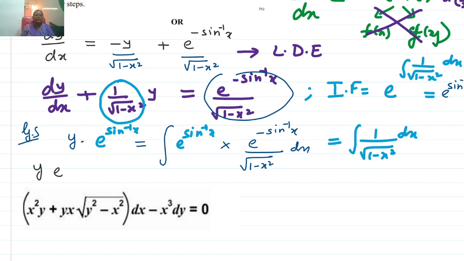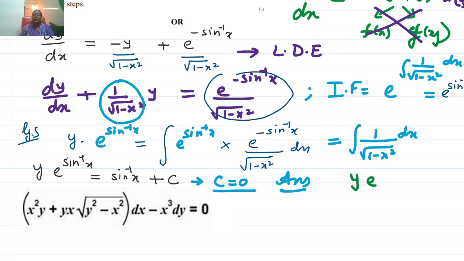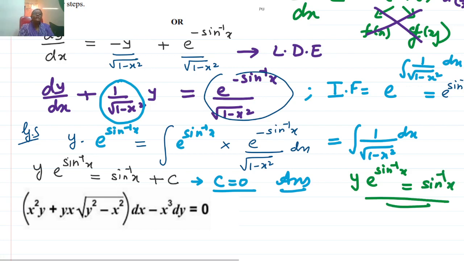It is y multiplied to e to the index sine inverse x, that's equal to the integration, that is, sine inverse x plus c. Now the question is to get the value of c. It's given in the question that x equal to y equal to 0. Put x and y as zeros, we get c is 0. So the final answer is y times e to the index sine inverse x is equal to sine inverse x. That's all. So c comes out to be 0. That's a working step that you have to take up for this differential equation.